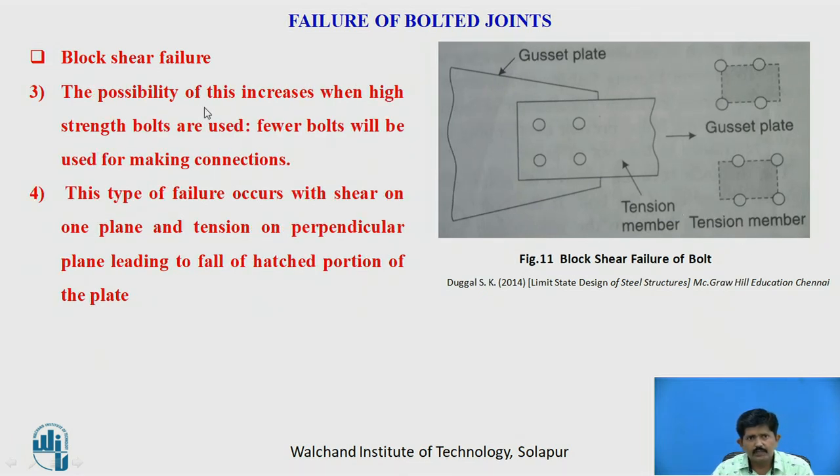The possibility of this increases when high strength bolts are used and fewer bolts are used for making the connection. This type of failure occurs with a shear on one plane and tension on the perpendicular plane, leading to the falling of the hatched portion of the plate. So this is the falling of the hatched portion of the plate.